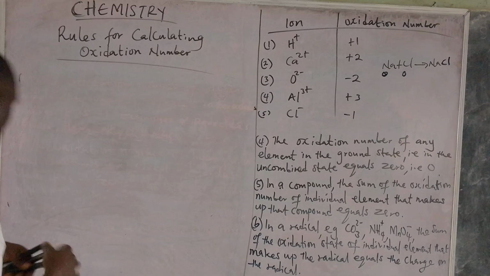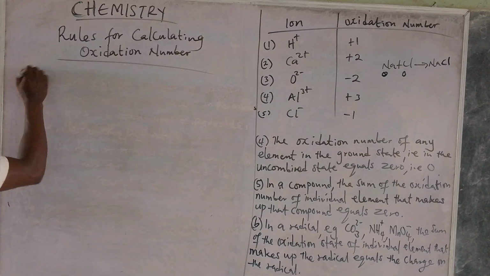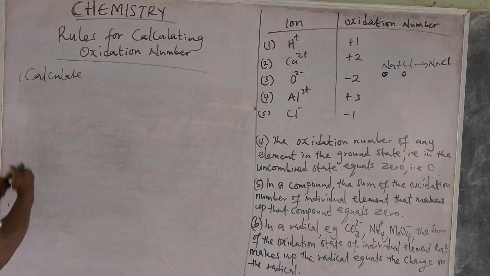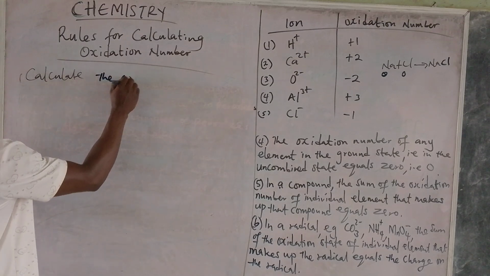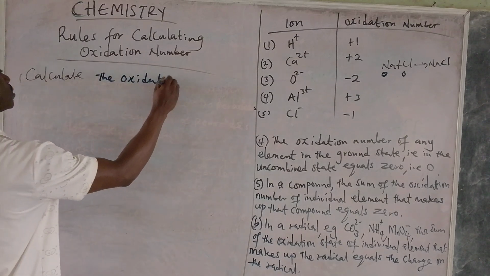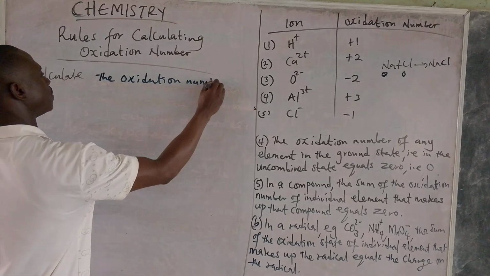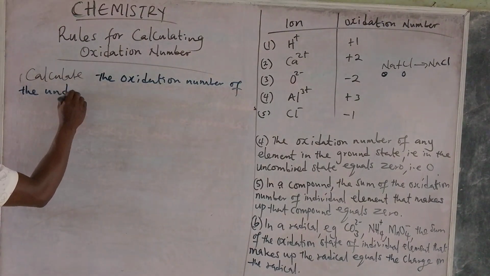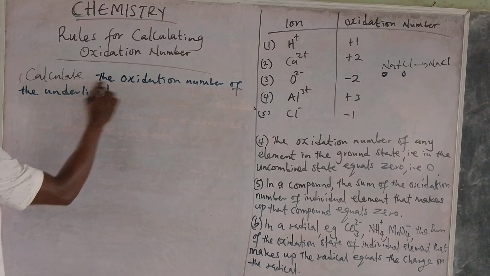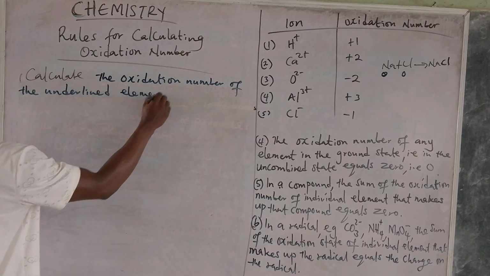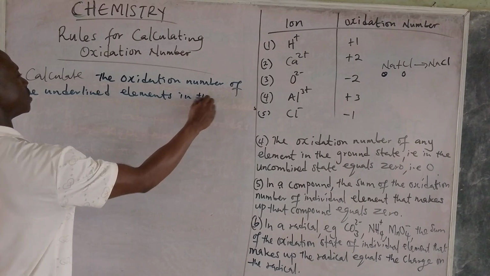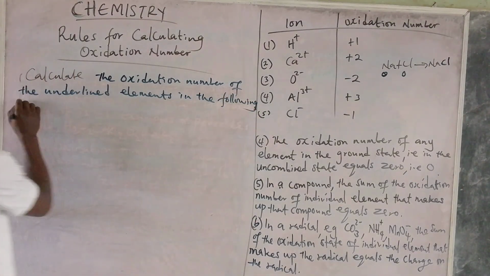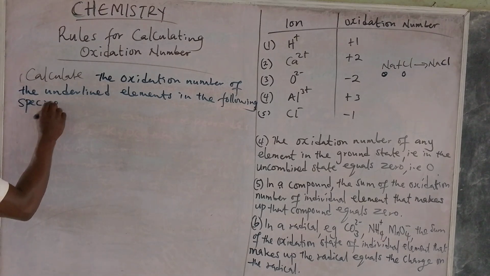All right, calculate the oxidation number of the underlined elements in the following species.